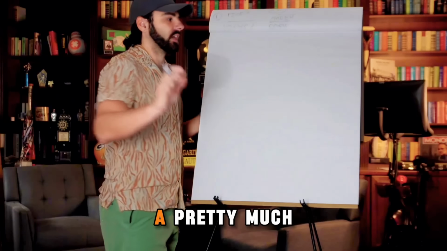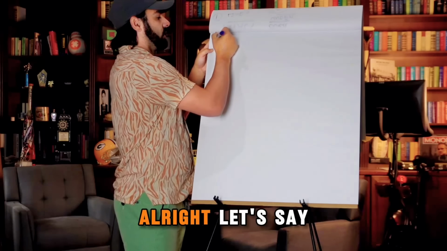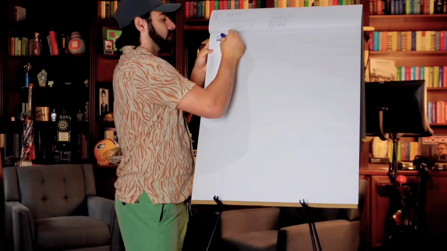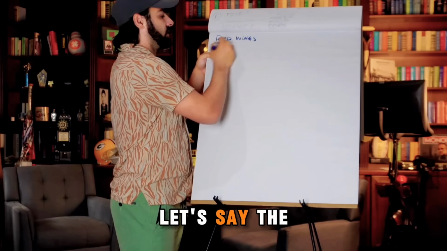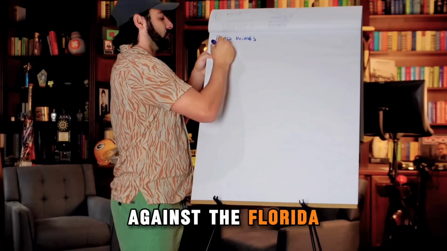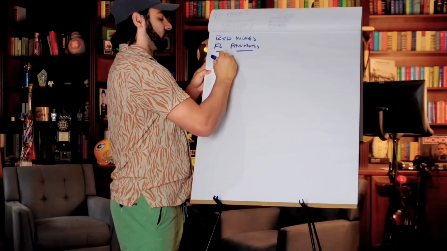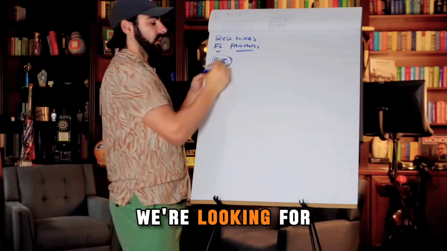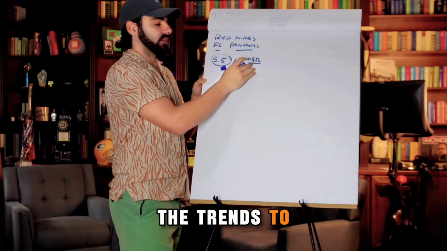Let's use a pretty much live example that I want to show you guys. This was actually a play that just ended up winning. Let's say the Red Wings playing against the Florida Panthers. This line opened up at 5.5. So what are we looking for here? We're looking for the under. That line opened up at 5.5, so we're looking for the trends to be on the under.